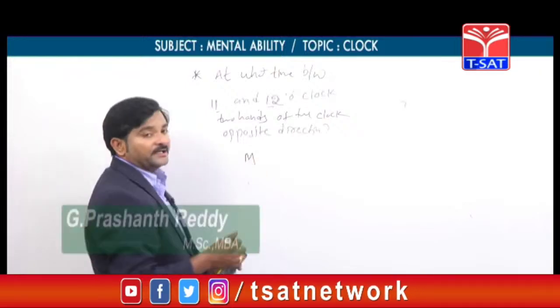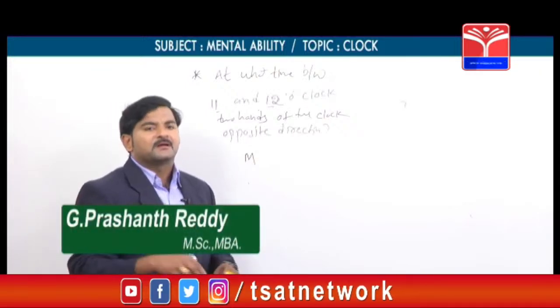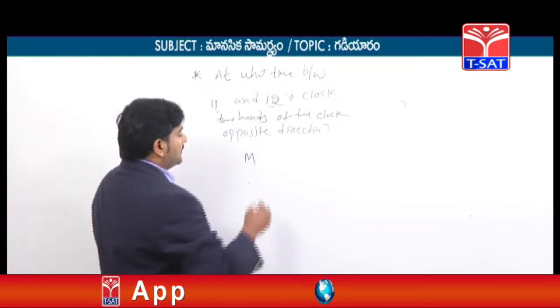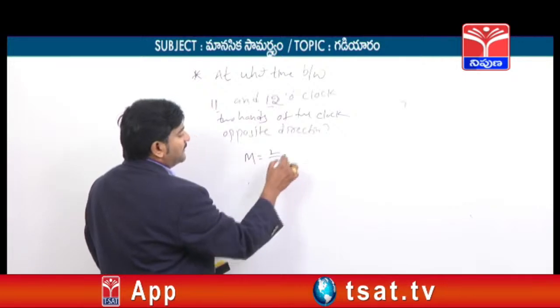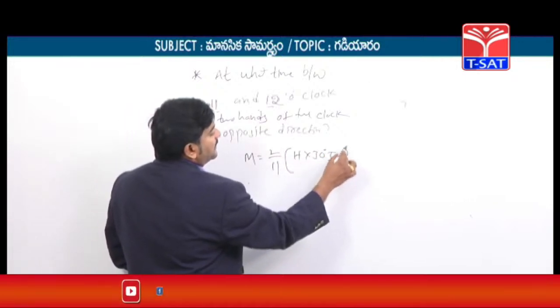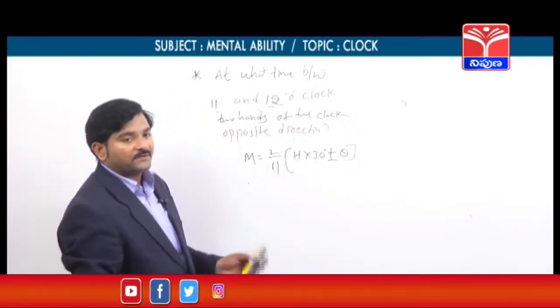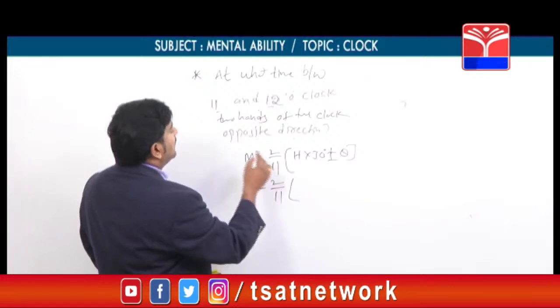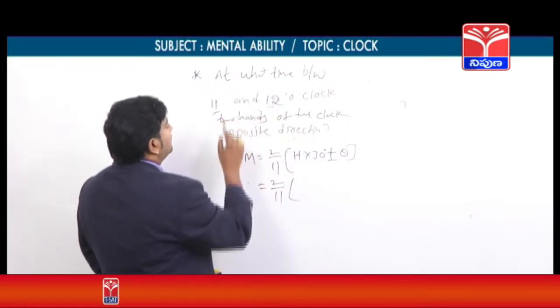The formula is the same. Luckily, in this chapter we have 5 types, and 4 types can be solved using only this formula, that is, m is equal to 2 by 11 into (h into 30 degrees plus or minus theta). The formula is the same. So now we observe 2 by 11 into what is our starting hour? The starting hour is equal to 11.